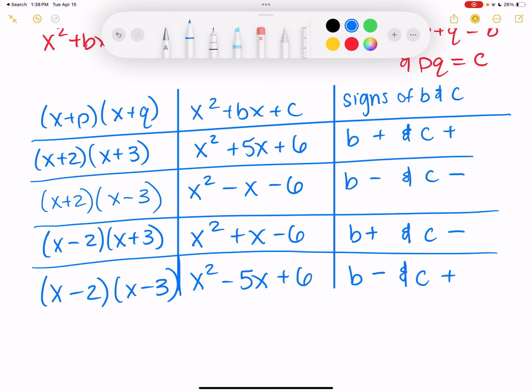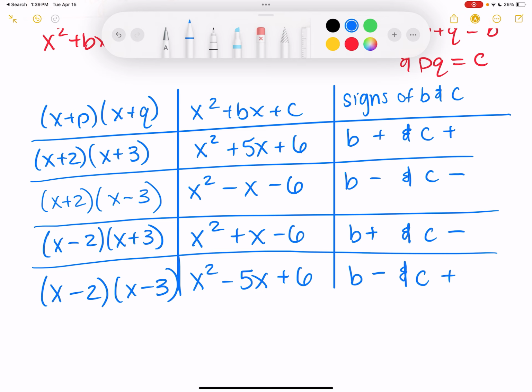So basically we've got B and C are positive if P and Q are positive, so that was the first situation. B is negative and C is positive if P and Q are both negative, so that's the last situation. And then C is negative when P and Q have opposite signs. Okay, so C will be negative when there's opposite signs when you're multiplying them.